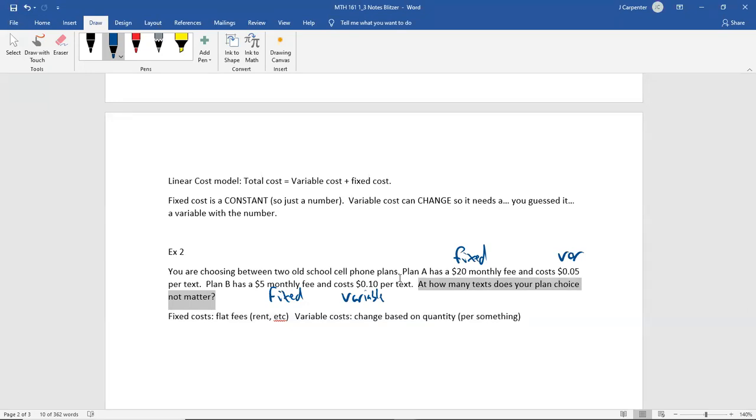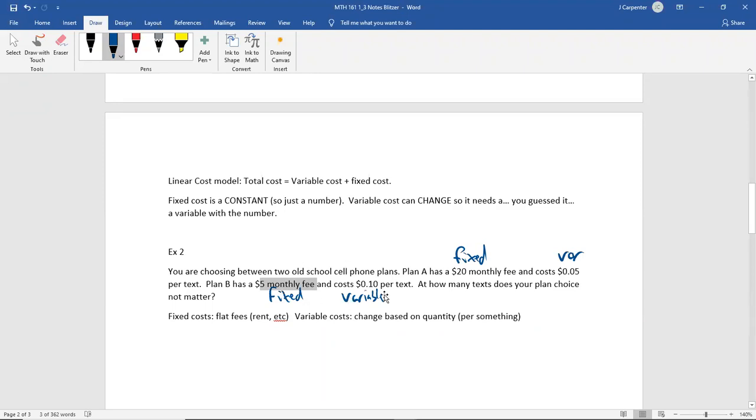So if you don't text at all, what would you rather have, Plan A or Plan B? Well, probably Plan B, because you're only paying $5 a month versus $20 a month. But because of the higher variable cost, every time you send a text message, you're paying twice the additional amount in this one versus the last one. So if you send one text, now you're at $5.10, whereas the other one, you'd only be at $20.05. This would have increased by 10 cents, where the other is only increasing by 5 cents. And you go, okay, well, Plan B is still good. But eventually, that higher variable cost is going to come back and bite you.